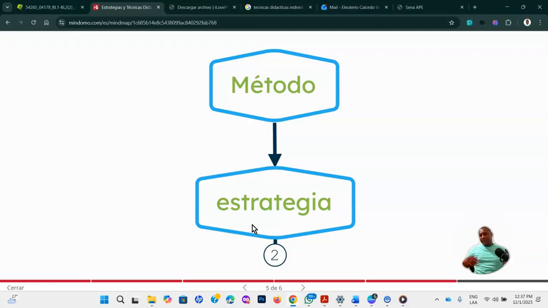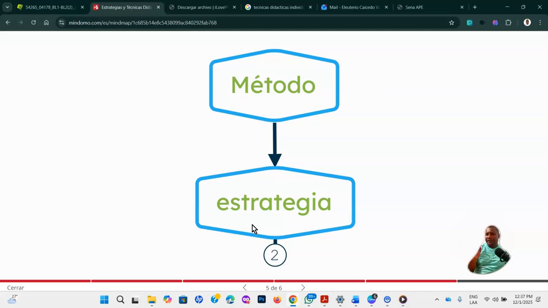in teaching, in pedagogy, pedagogically in teaching. So we have the method, for example, constructivism, communicative in the teaching of English.